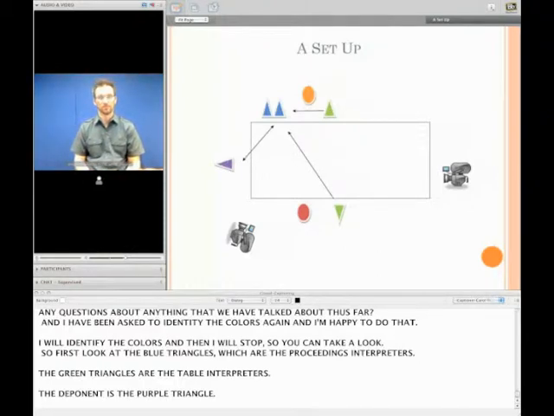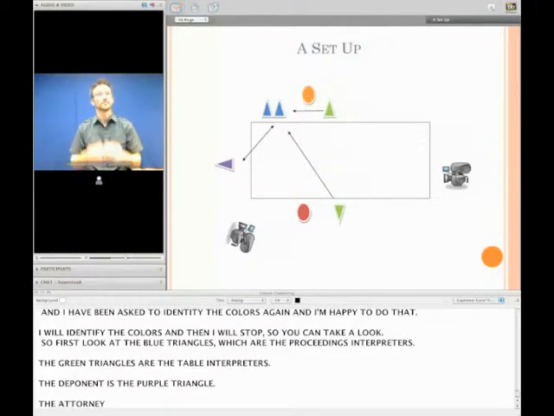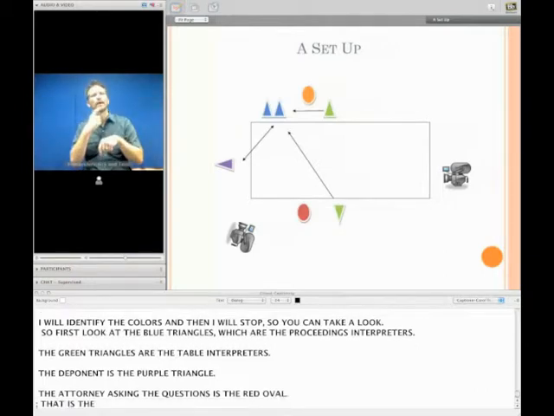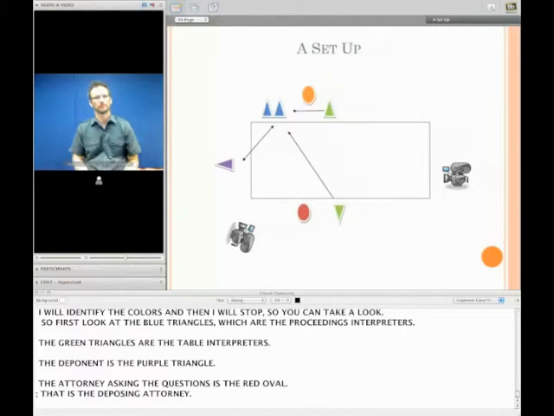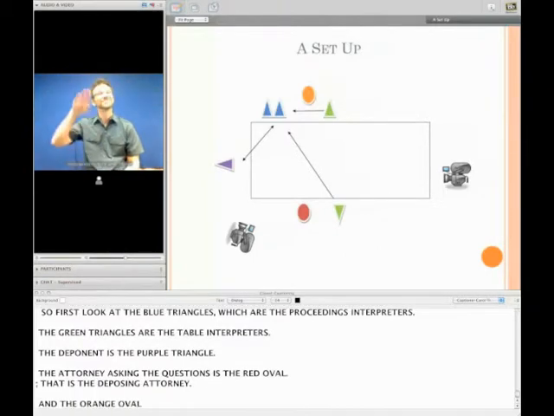The attorney asking the questions is the red oval. That's the deposing attorney. And the orange oval is the defending attorney.